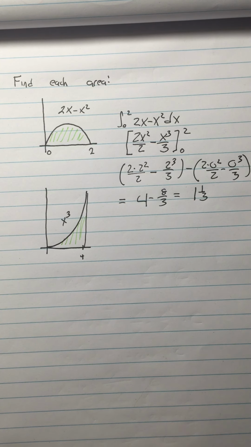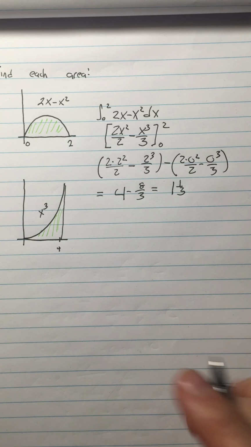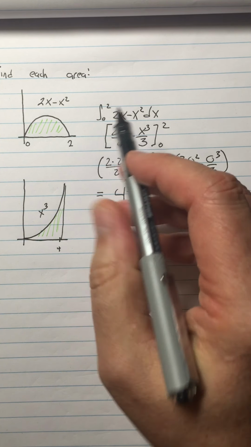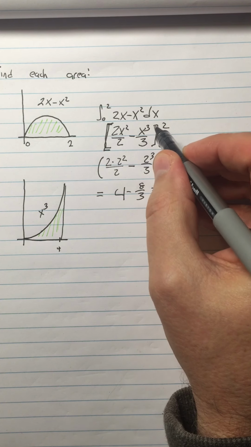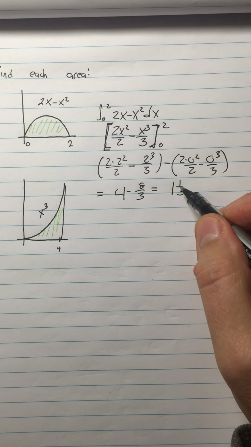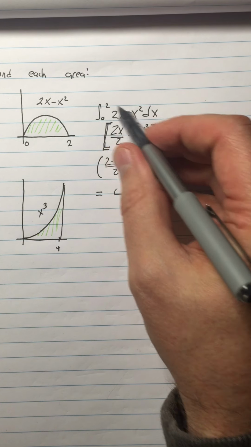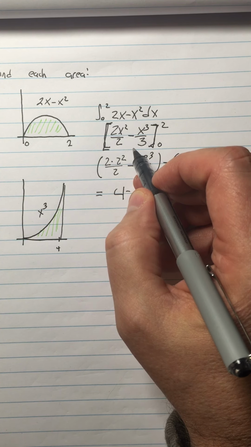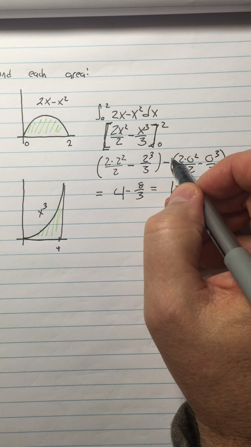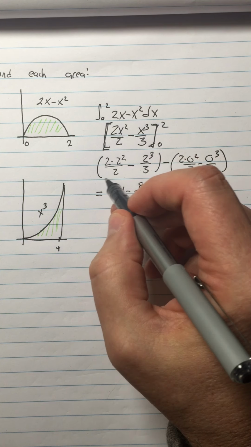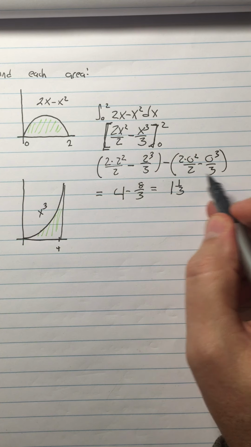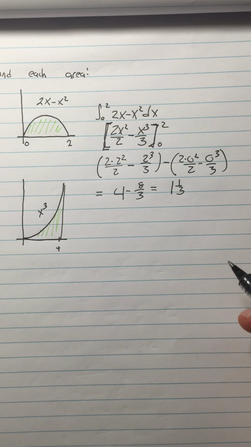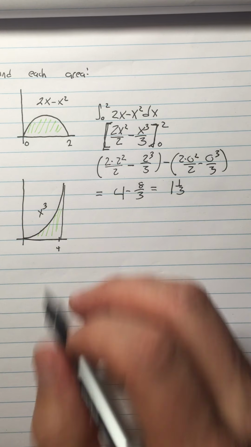Easy peasy. So get your antiderivative. You make this notation right here. There are some different notations, but this one's the most common. The limits then go on to the right. The integral and the dx, we did an antiderivative, so the integral's not there anymore. And then we plug in the top limit, plug in the bottom limit, subtract.